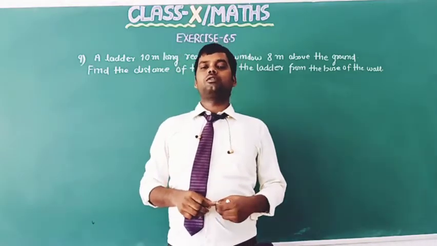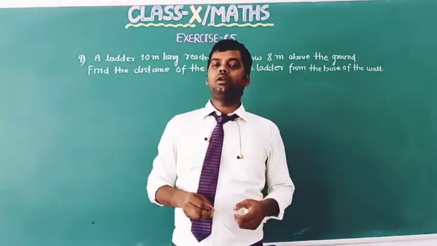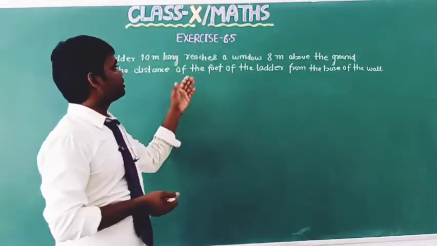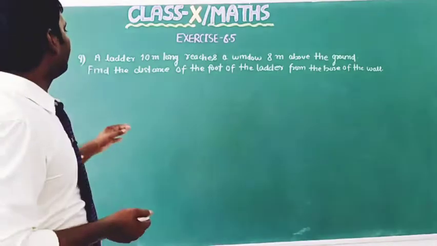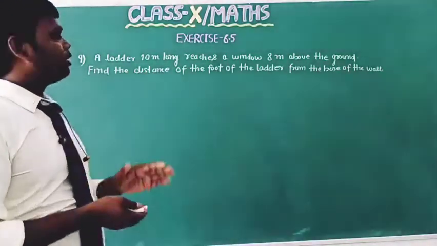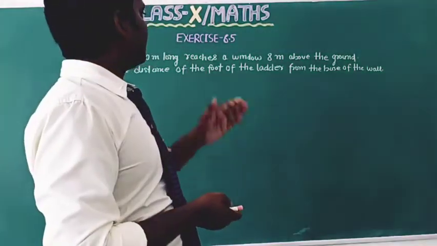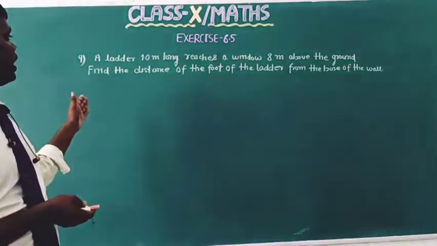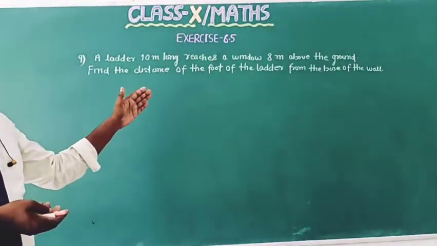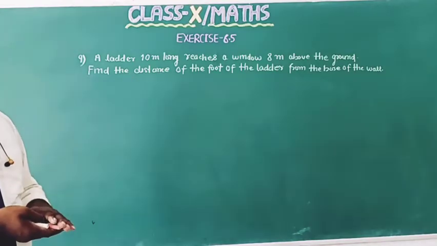I am Lokesh Kumar Prajapati and in this video I will solve exercise 6.5 from question number 9. We have a ladder 10 meter long that reaches a window 8 meter above the ground. Find the distance of the foot of the ladder from the base of the wall.